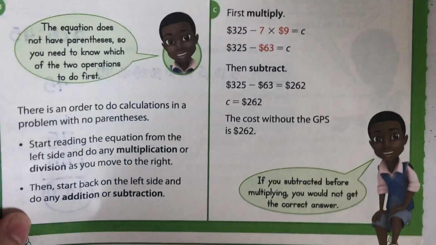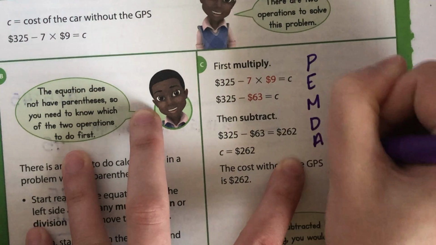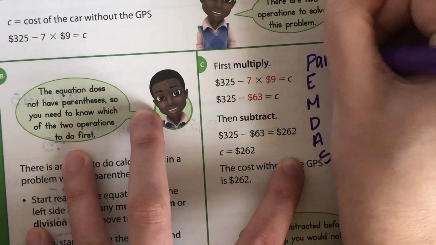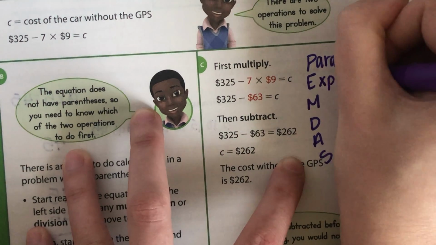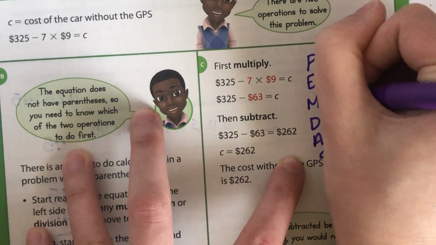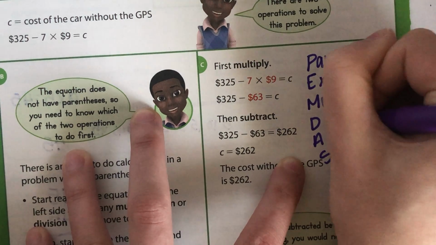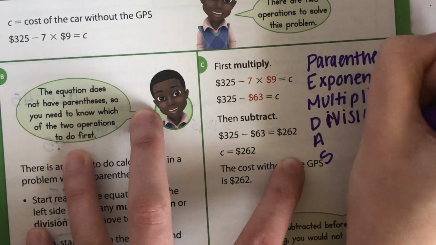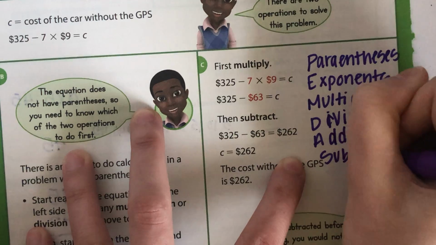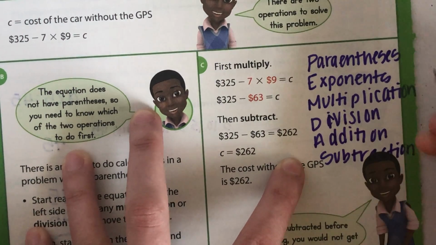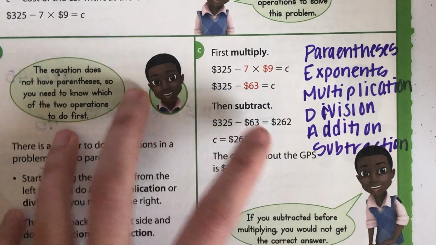Another way I want you to remember this order of operations is this. First, you always do anything that's in parentheses. Then you do exponents, if there are any. Then you follow up with multiplication. Then you do the division. Then you do the addition. And then you do the subtraction. Easy way to remember it, PEMDAS: parentheses, exponents, multiplication, division, addition, and subtraction.